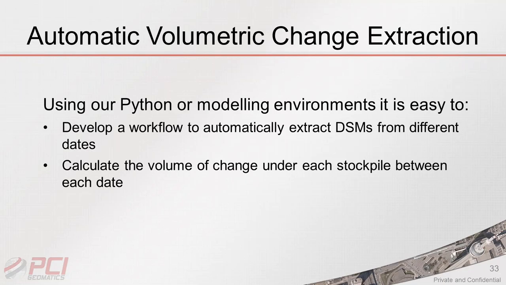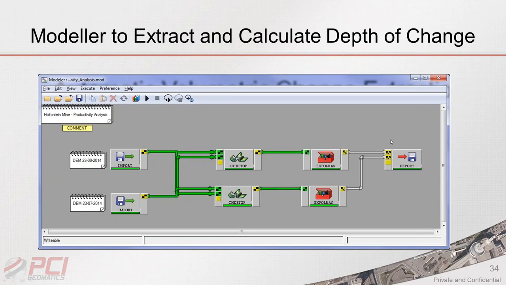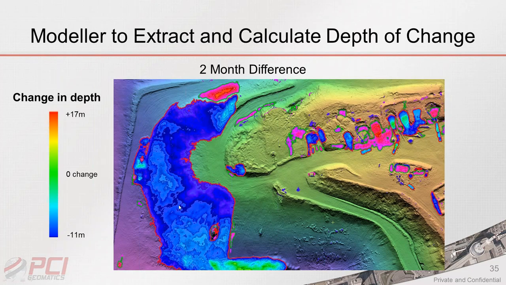Or we can use our modeling environment, which we call Modeler in Geomatica, and develop workflows to automatically extract the DSMs, or digital surface models, from different dates, then perform a change detection under these areas, calculate the volume of change, and extract these areas as polygons. Using Modeler, we can chain together these specific PPFs, or these functions rather, and put in, for example, a 2014 date and a date with a 2 months separation. We run our change detection optical, our X-pole RAS algorithm, as you've already seen, and we do that for both.